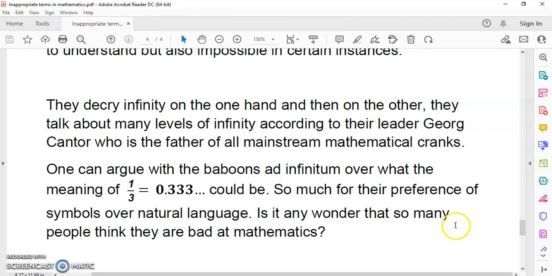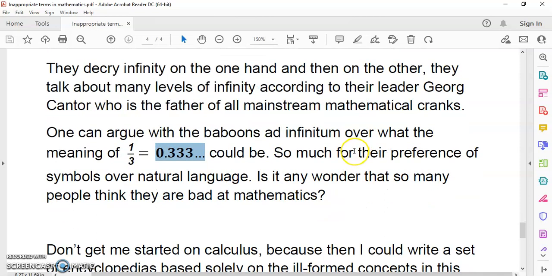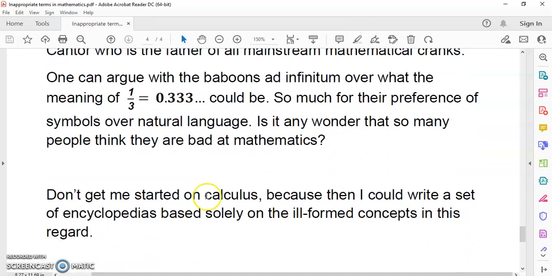They decry infinity on the one hand, and then on the other, they talk about many levels of infinity, according to their leader, George Cantor, who is the father of all mainstream mathematical cranks. Now, one can argue with the baboons ad infinitum over what the meaning of 1/3 equal to 0.333... is. And all it means is that this here is shorthand for the series, 3 tenths plus 3 hundredths plus 3 thousandths. But they can argue about this ad infinitum. So much for their preference of symbols over natural language. Okay, is it any wonder that so many people think they are bad at mathematics?